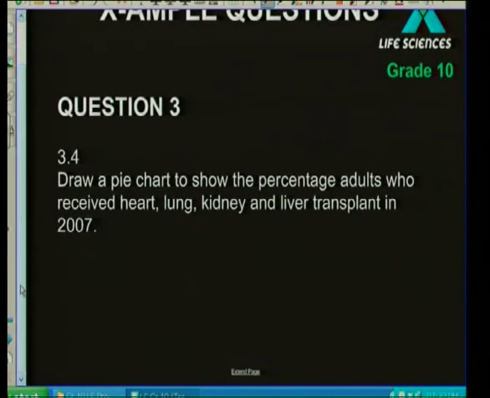Draw a pie chart to show the percentage adults who received heart, lung, kidney, and liver transplant in 2007. Now this is a bit of a tricky question, because you'll go through the totals and so on. They're only talking about heart, lung, kidney and liver. So we need to take those figures and we need to add them first. So we have to go back again to the article.